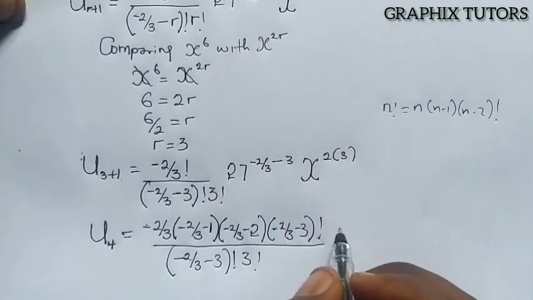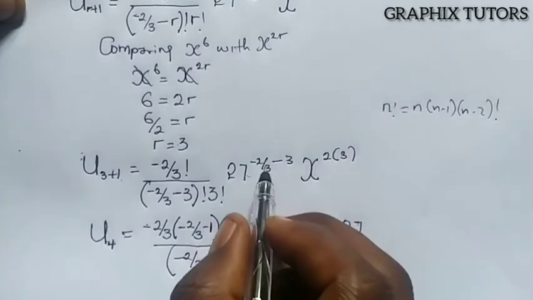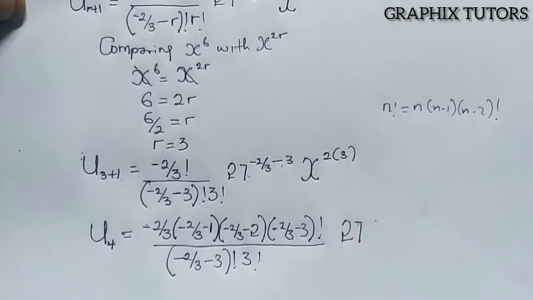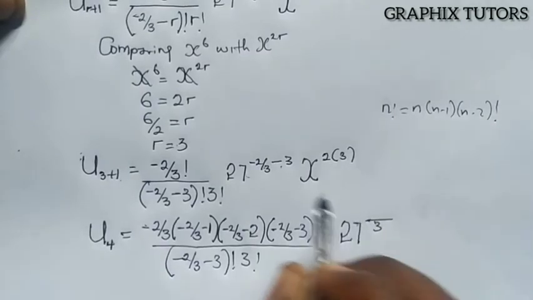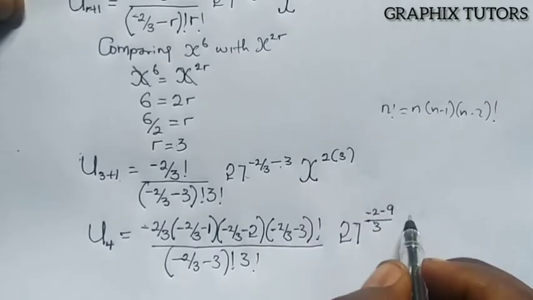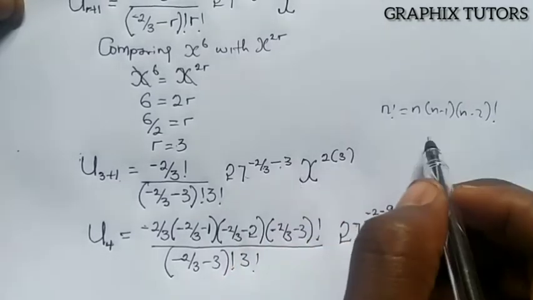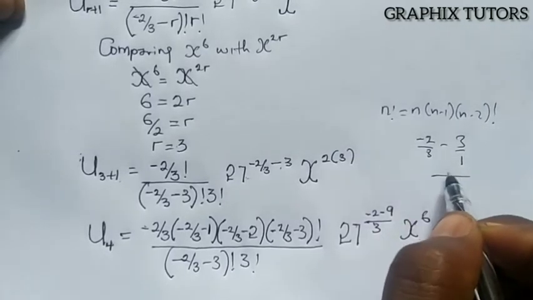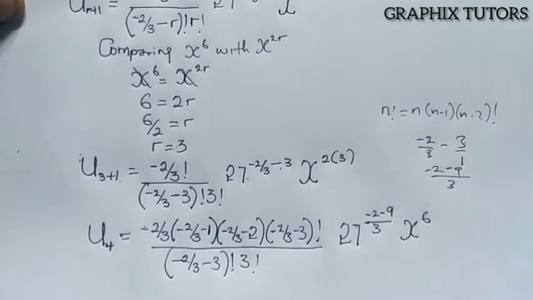So from here we have 27 to the power of minus 2 over 3 minus 3, which will give us, let's look for the LCM, which is 3. So we have minus 2 minus 9, and x to the power of 6. Why did we use the LCM? Because when you have minus 2 over 3 minus 3, the LCM here is 3. 3 in 3 is 1, 1 times gives minus 2. 1 in 3 is 3, 3 times 3 is 9. So minus 2 minus 9.